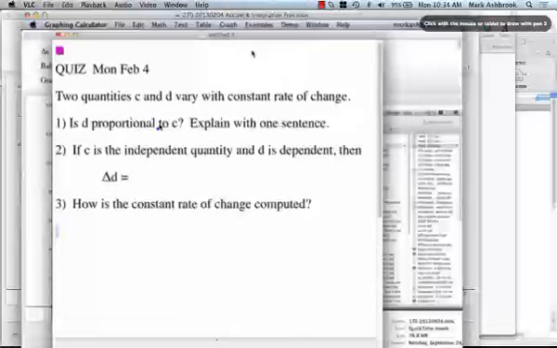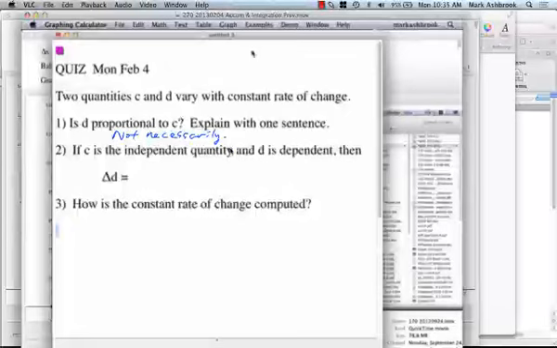C and D vary with constant rate of change. Is D proportional to C? It might be, but not necessarily. That's not the heart of the matter. If you said yes, well, yes is wrong. The whole point is that's not what constant rate of change is about.